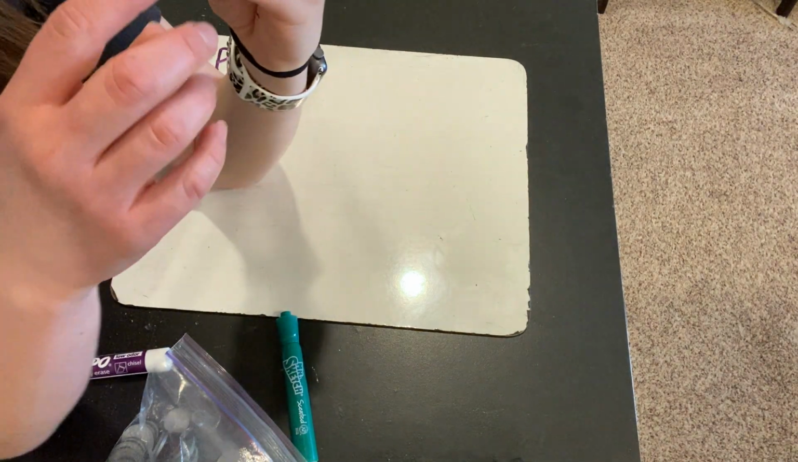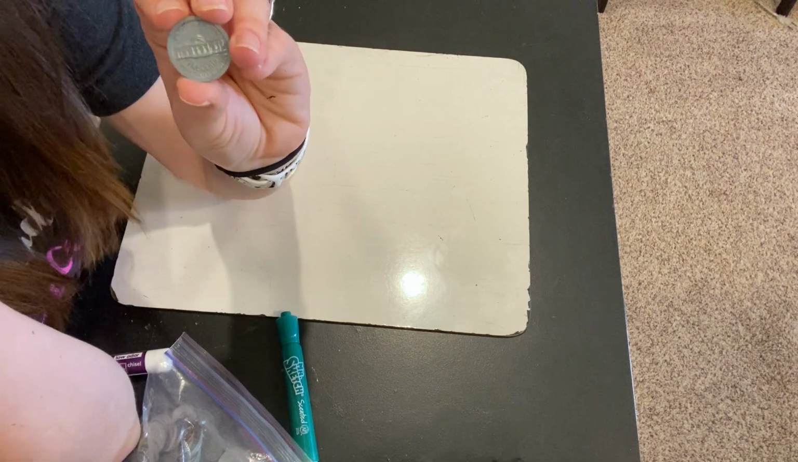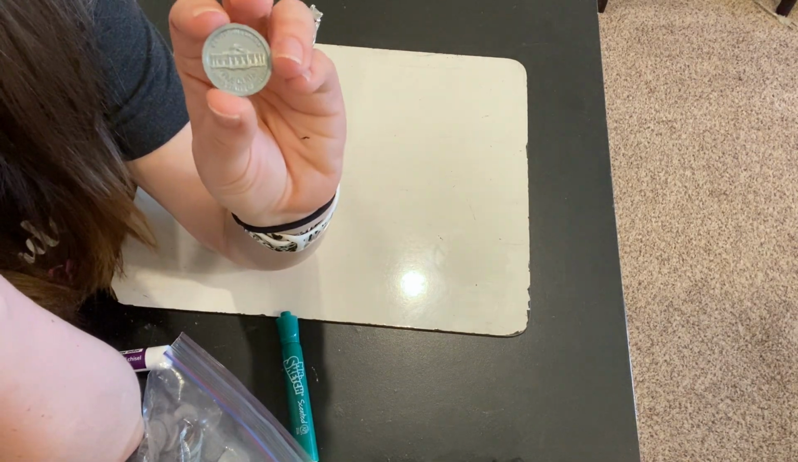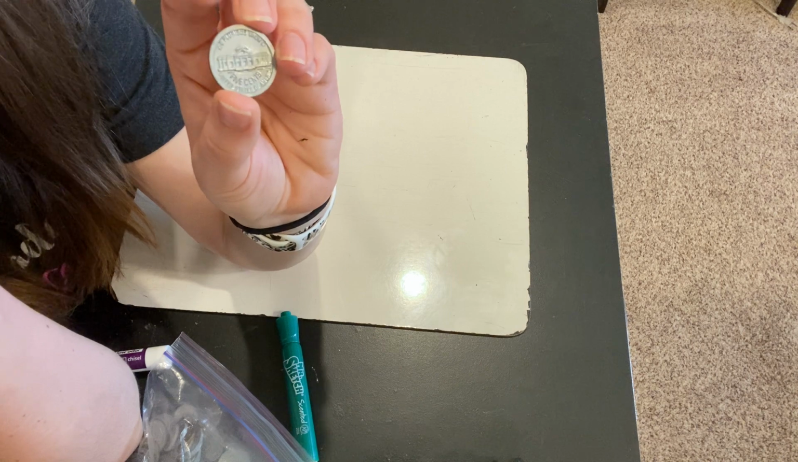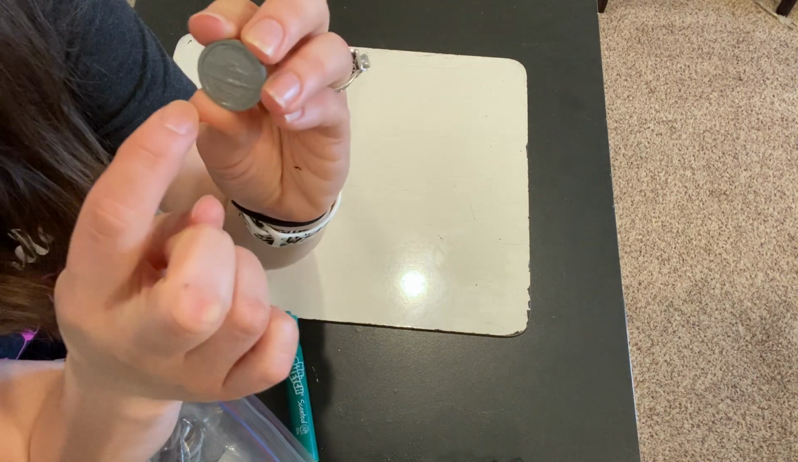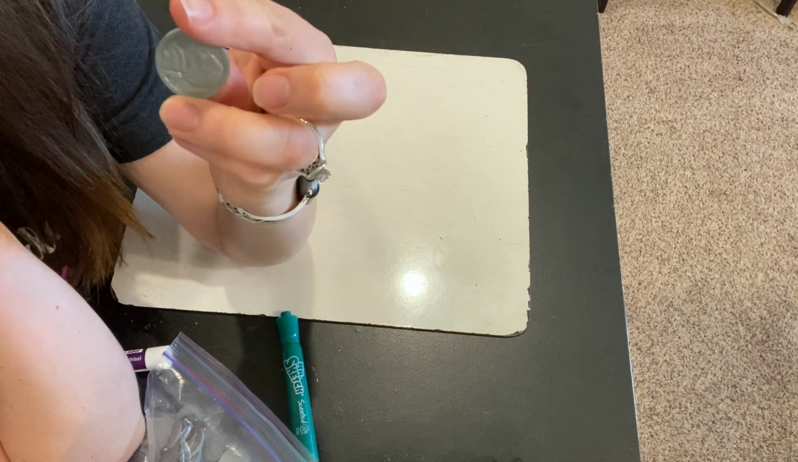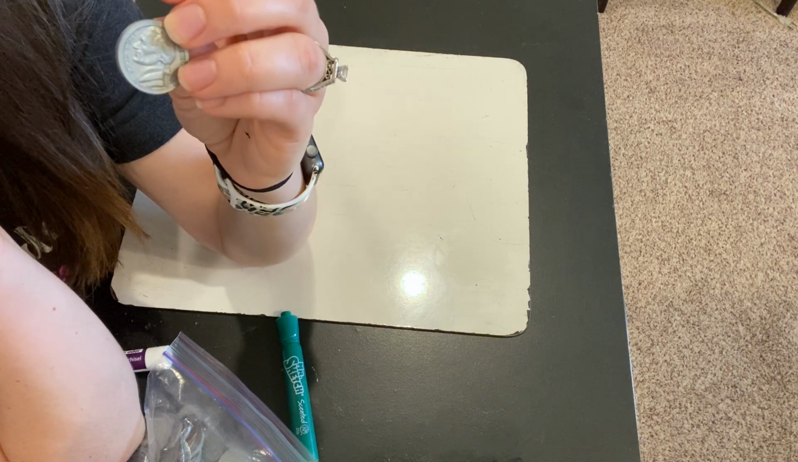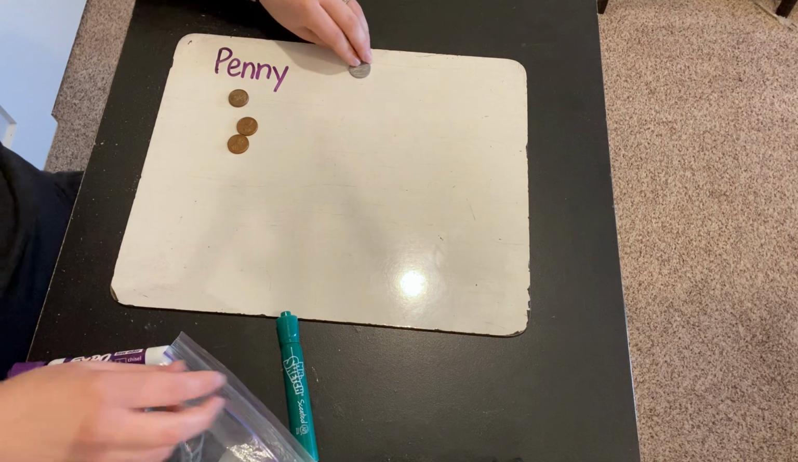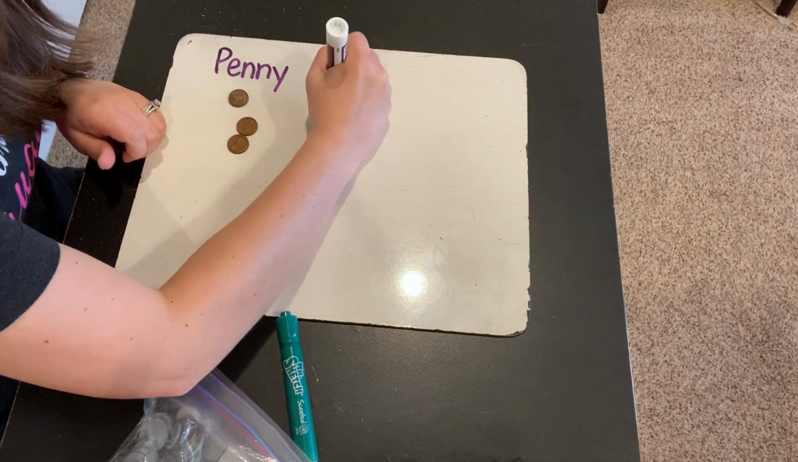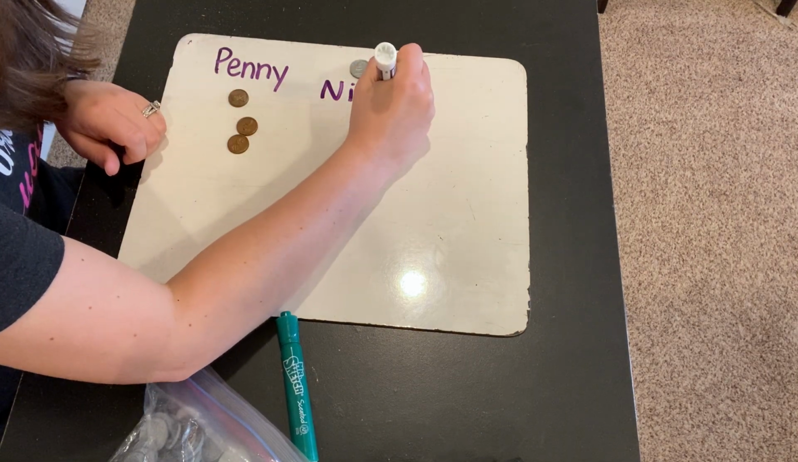Also on the back of the nickel, it says 5 cents because the nickel is worth 5 cents. So if you're ever not sure how much this coin is worth, you can turn it over and read the words 5 cents to remind you. So this is the nickel and it's worth 5. Here's the nickel.